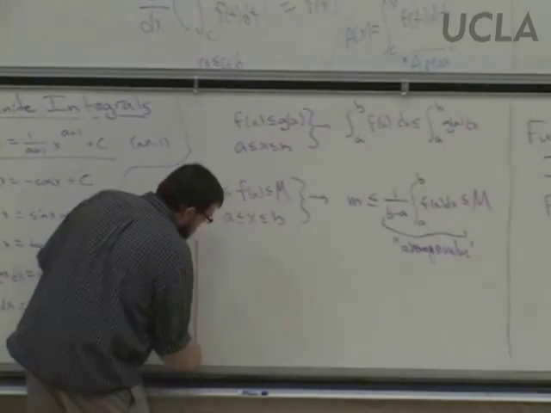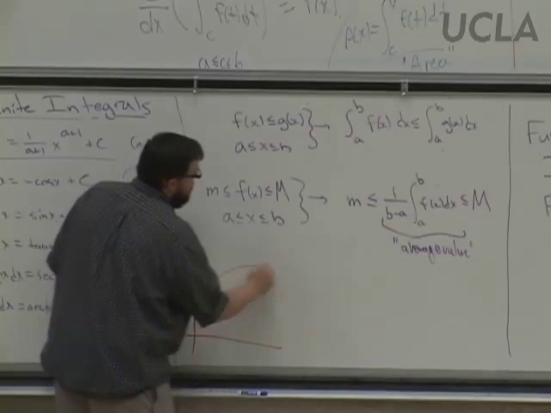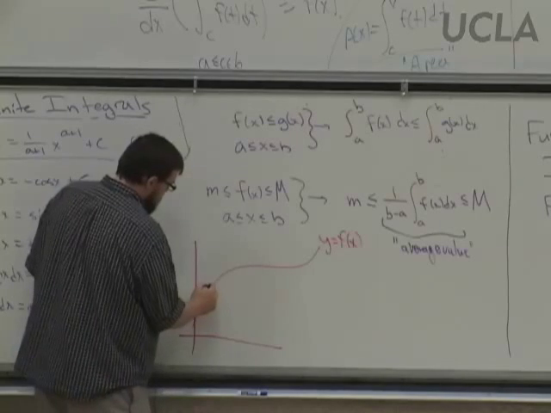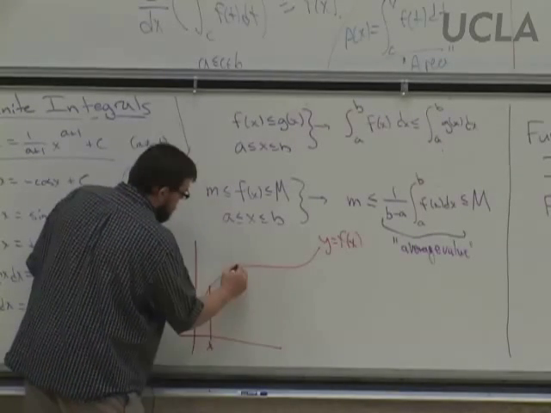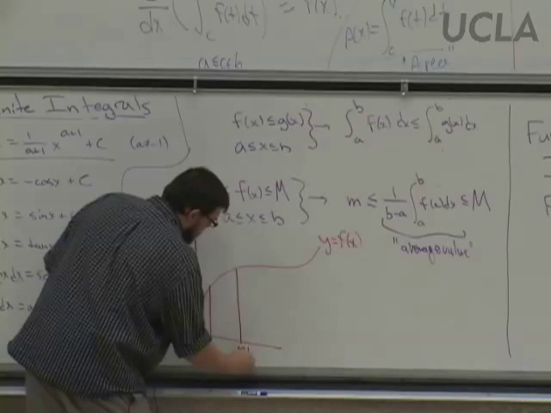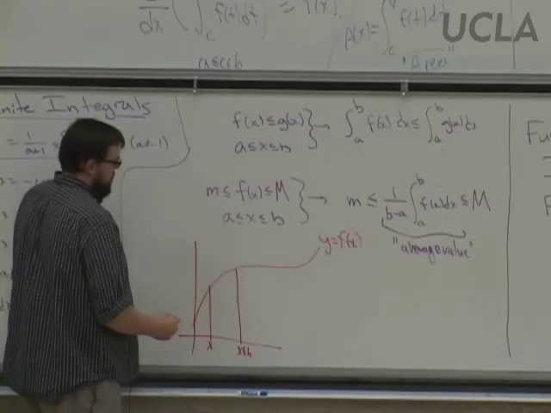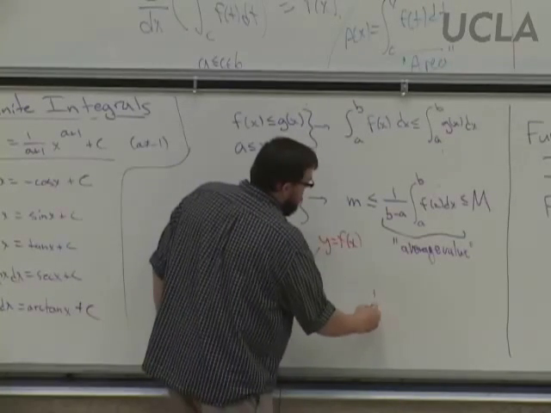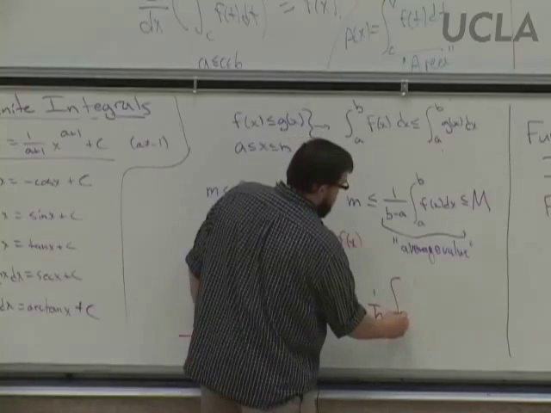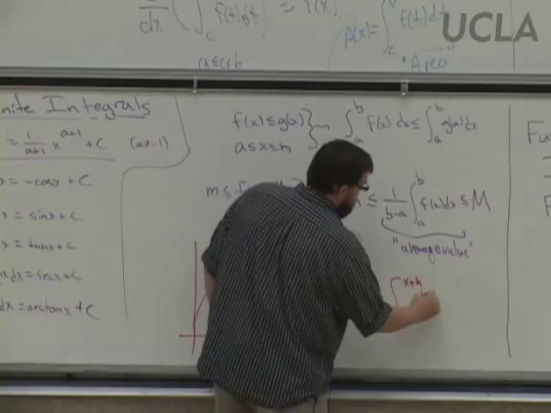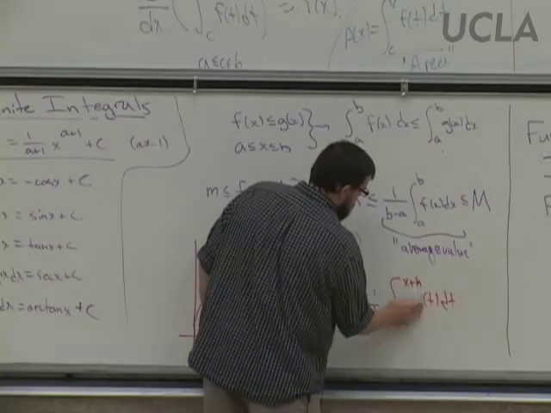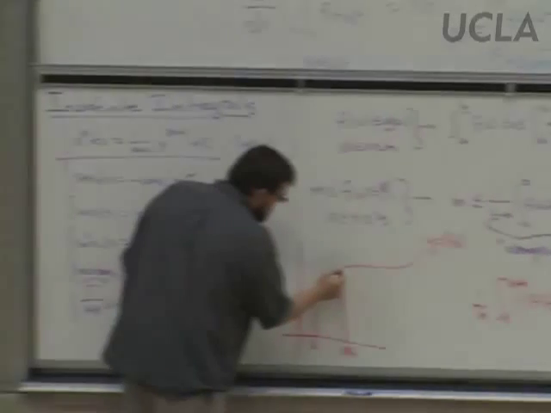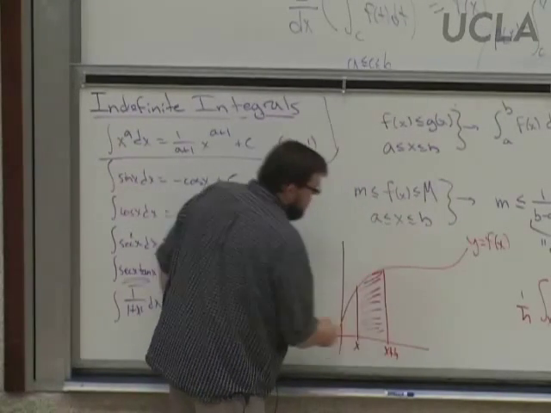So let's come over here. Y equals f of x. I should make it more curvy. Let's say this is x. Let's say this is x plus h. And so what do I have? Well, I'm trying to figure out something about 1 over h, the integral from x to x plus h, f of t dt. So try to make that look like an f. So in other words, this area divided by h.